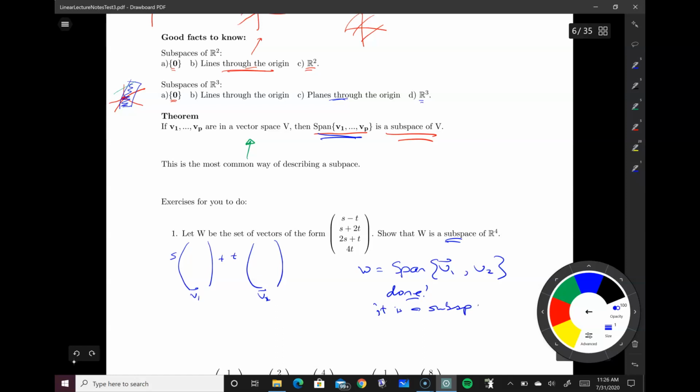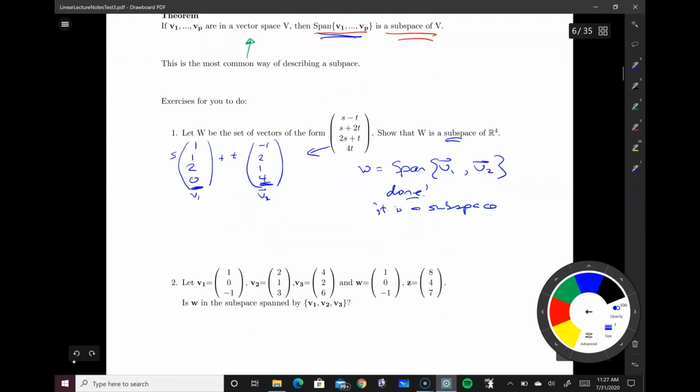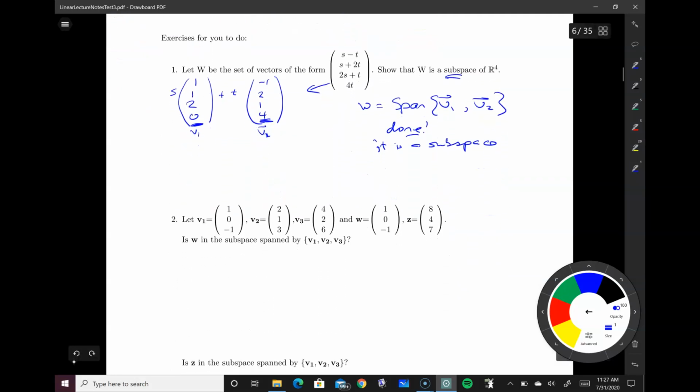That's my goal: to rewrite W as a span of a set of vectors, so I know it's a subspace. Can this be done? I can pull out (1, 1, 2, 0), and the factors with T in it, (-1, 2, 1, 4). Yes, this vector can be broken up into these two vectors. Any linear combination of these gives me the span, and that gives me the subspace W.